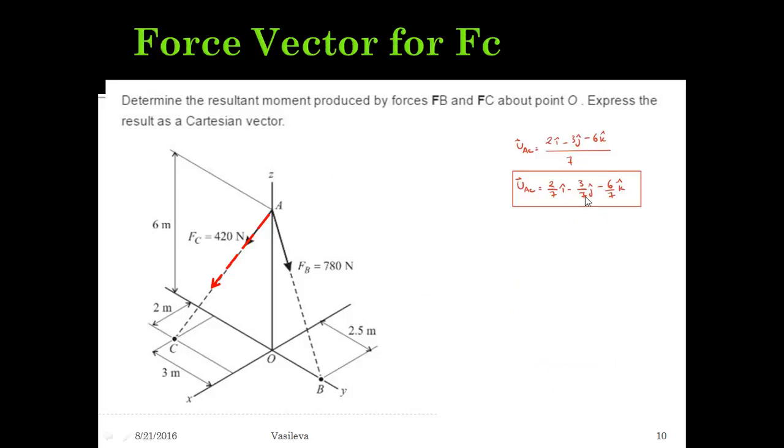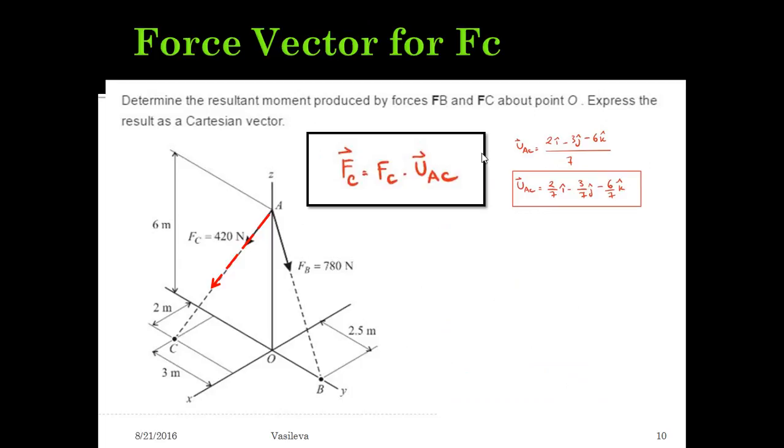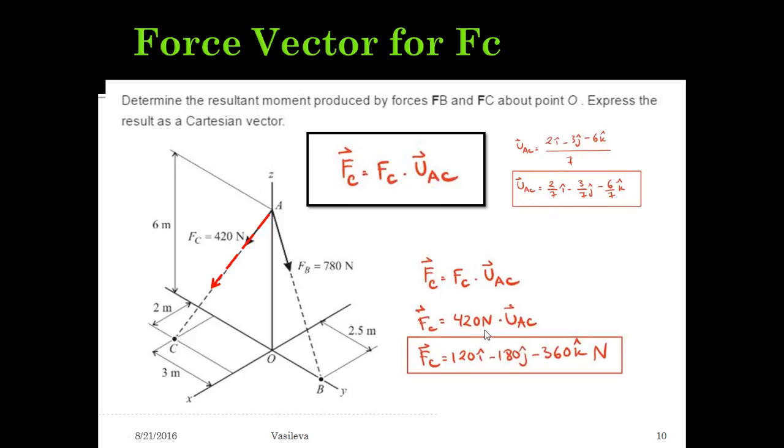So here's our unit vector. Our force vector we find by taking the scalar, which is 420, and multiplying by the unit vector, which we just found. So it's pretty simple, 420 times all of this, and you end up with your force vector for FC.